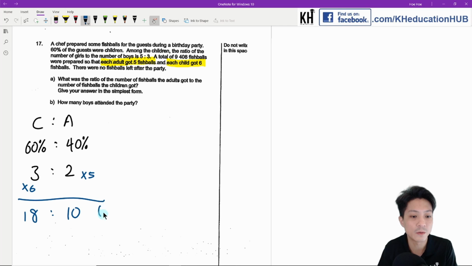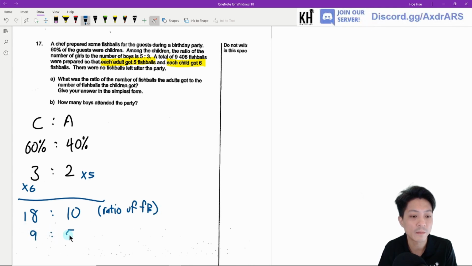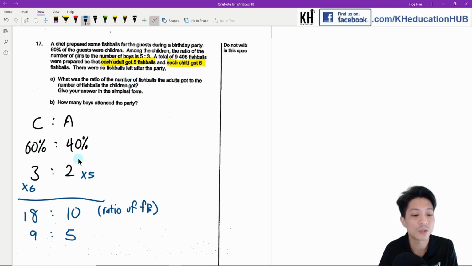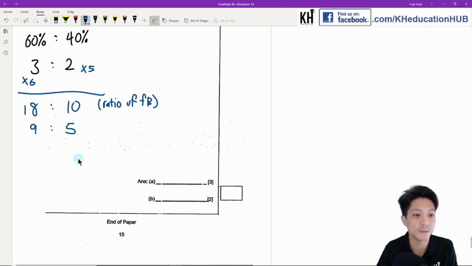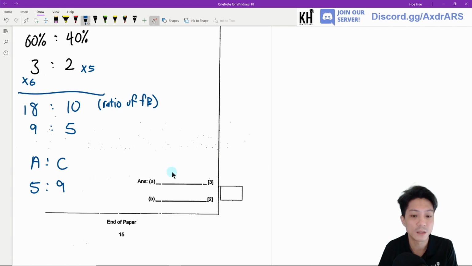This is the ratio of fish balls. The simplest form will be 9:5. They are asking for the ratio of the number of fish balls the adults got to the number of fish balls the children got. So they want adults to children, which means it is 5:9. This is for part A.